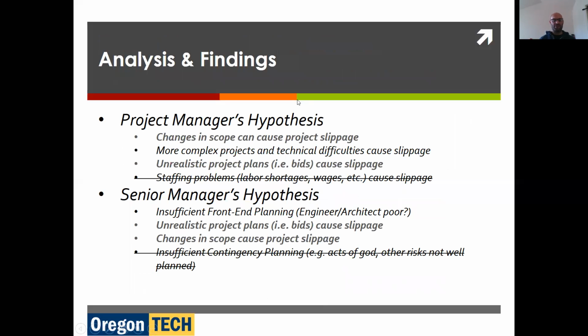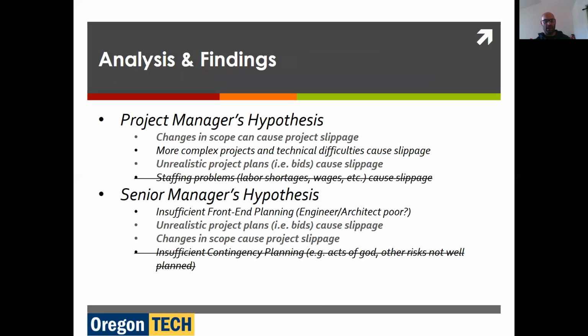Okay, so for the analysis of the project manager's hypotheses, we see that changes in scope can cause project slippage. It's bolded here as it's used twice, again for the senior manager, and that's true. Changes in scope do cause project slippage. It's really kind of a domino effect with project complexity, technical difficulties that also do cause slippage, and unrealistic project plans and unrealistic bidding do cause slippage as well. We don't have slippage with staffing problems overall. We're good there. A little bit more on that in the final conclusion.